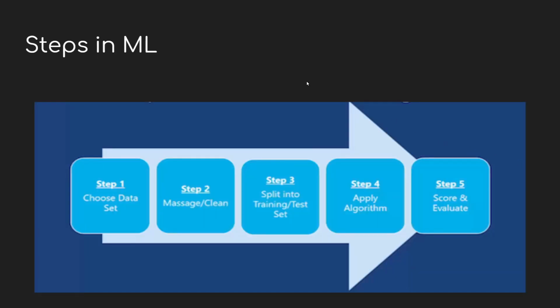Okay, so here are the few steps. First you will choose the data set, then you will massage and clean it, then you will split the data into training set and test set, then you will apply some algorithm, then you will score and evaluate. Okay, so this is very hard to understand. I'll give a simple example.